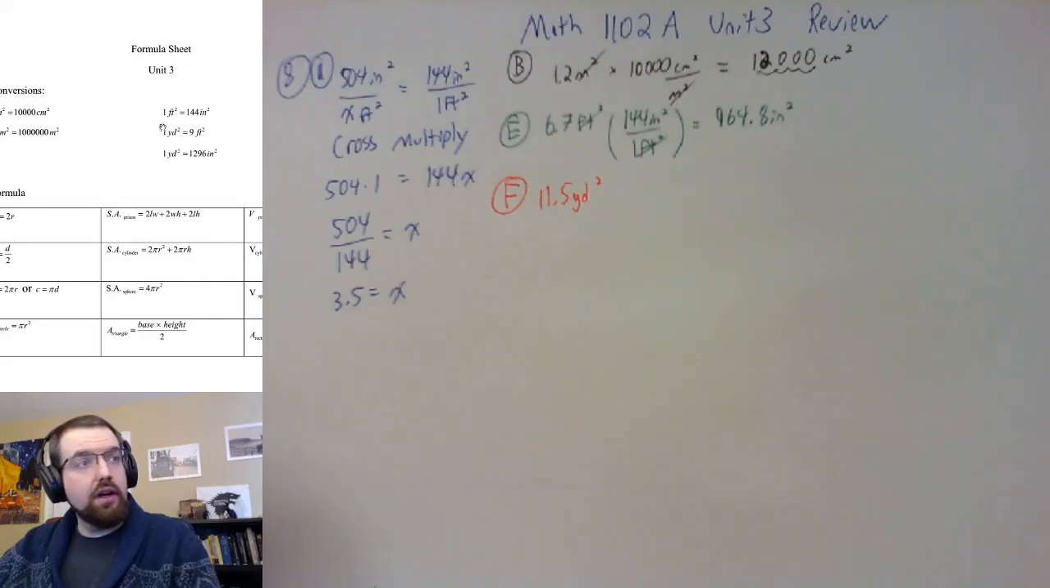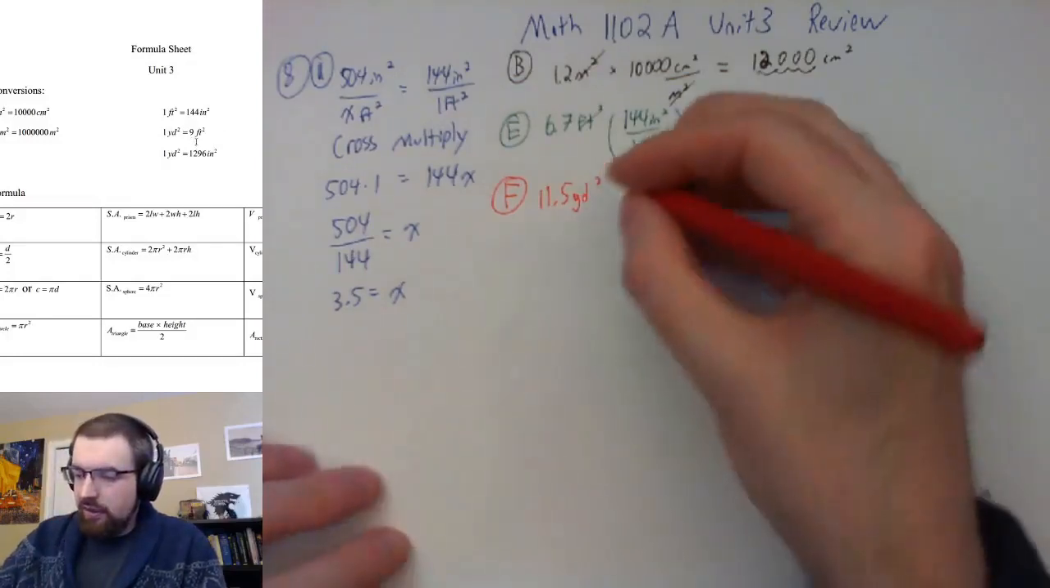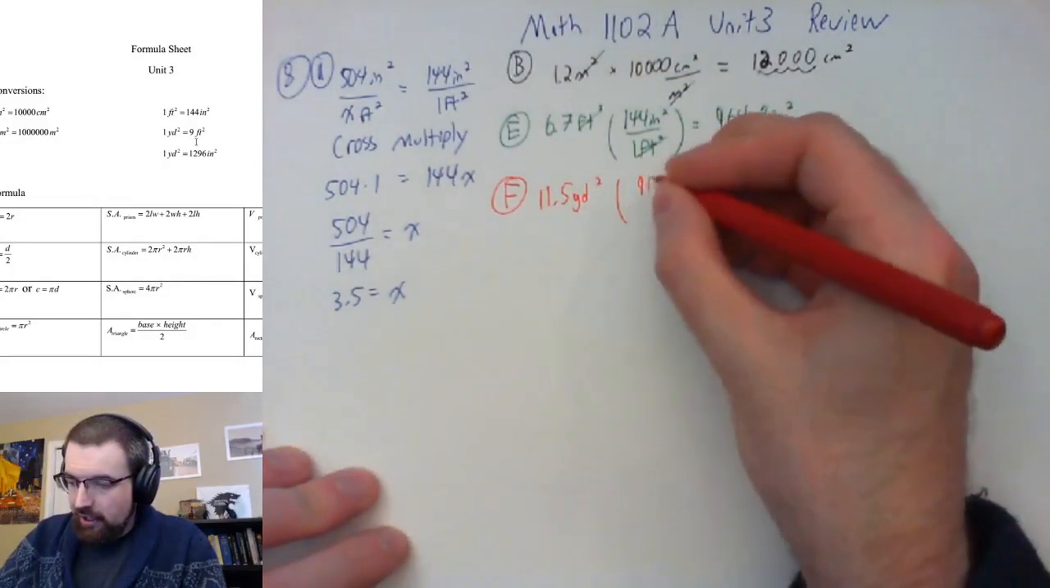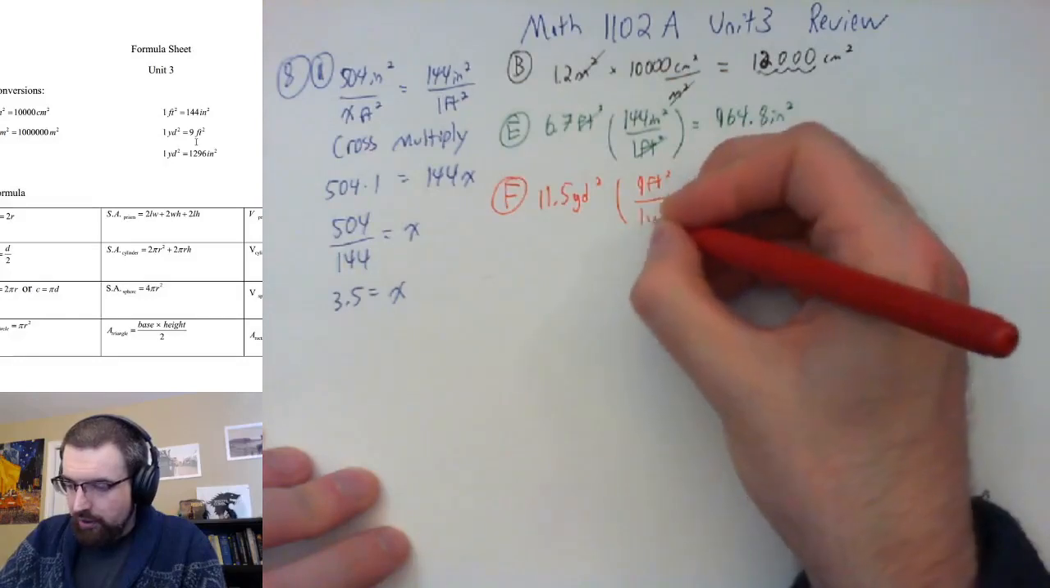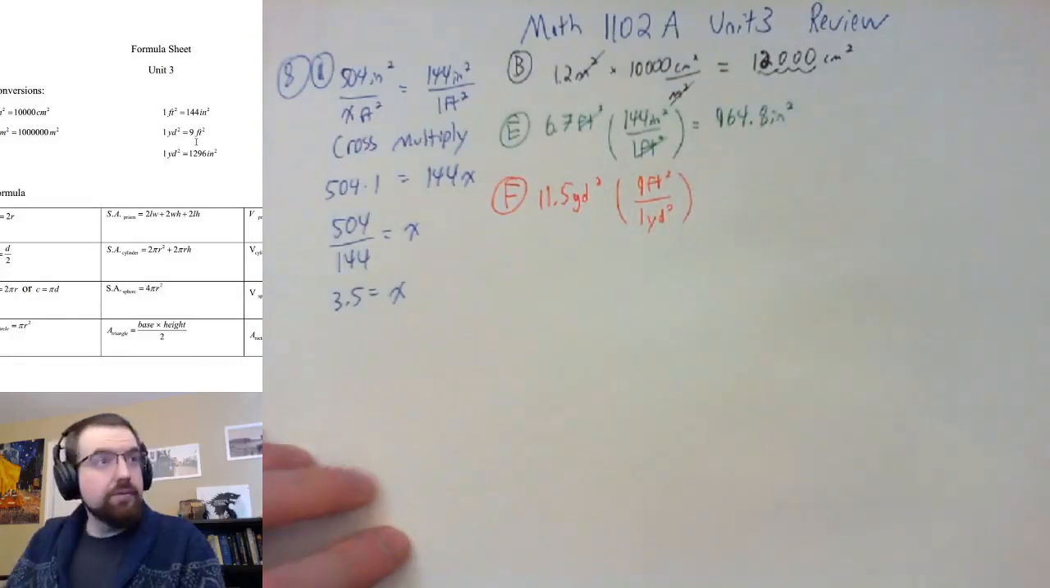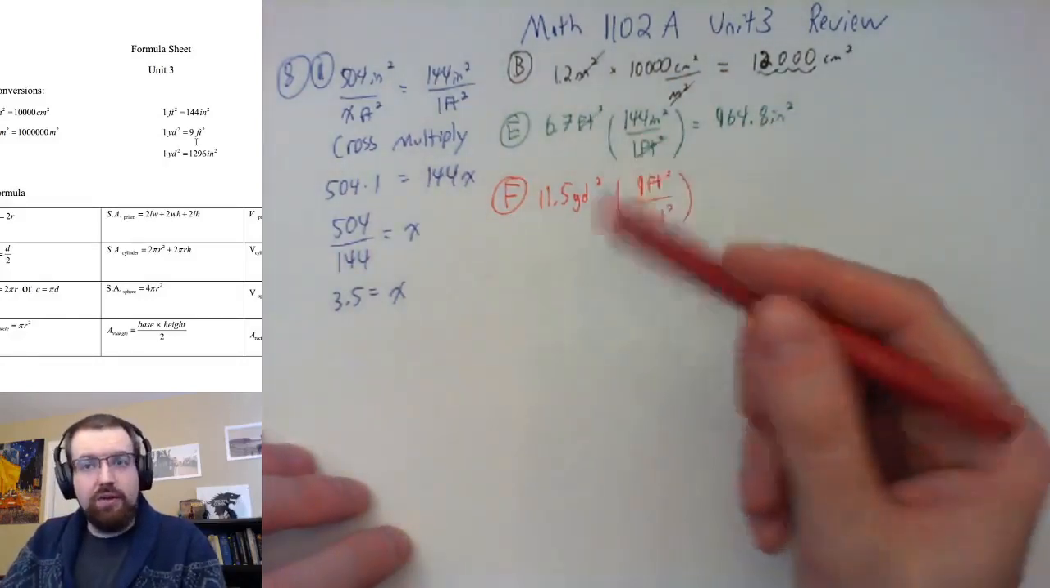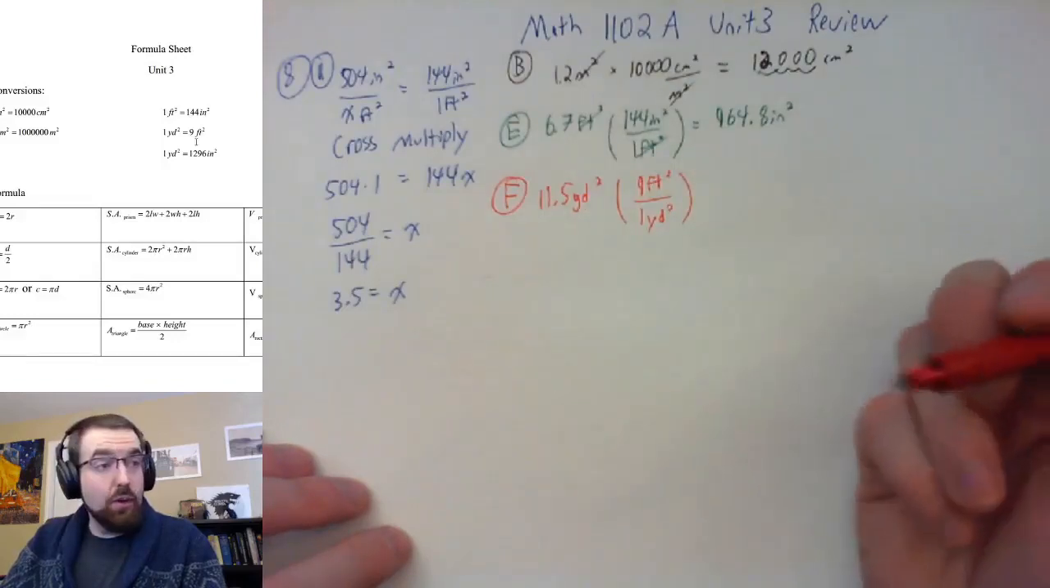We've got one right there. We don't even have to derive it. We've got a yard squared equals 9 feet squared. So that's going to be multiplied by 9 feet squared per 1 yard squared, because the same units that we're using are the ones that have to go on the bottom.